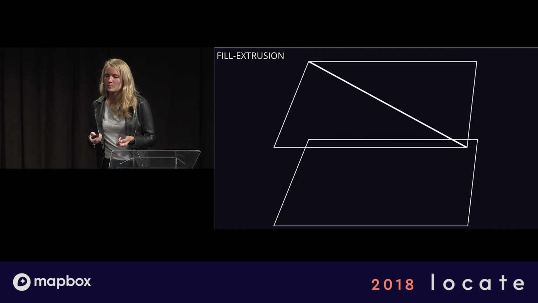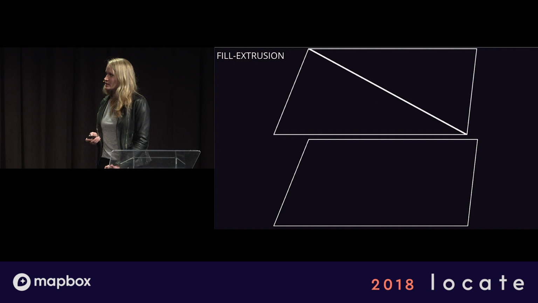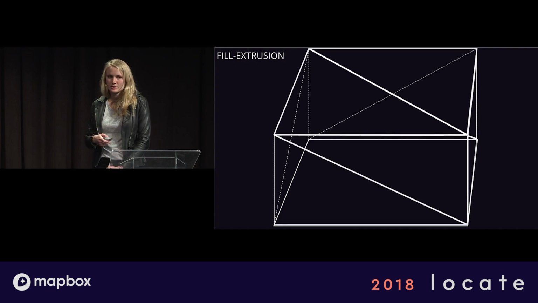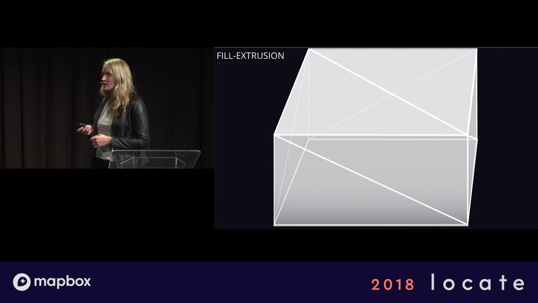Fill extrusions also start with polygon features. Here I'm just using a quadrilateral to make it easier on all of us. And then we tessellate that polygon using ear cut just like we do for fill layers. In this case, it's pretty easy because it's just another quad, but it could be any shape. And then those triangles will make up the top of the extrusion. And then we go around the footprint and add a vertical quad for each side.